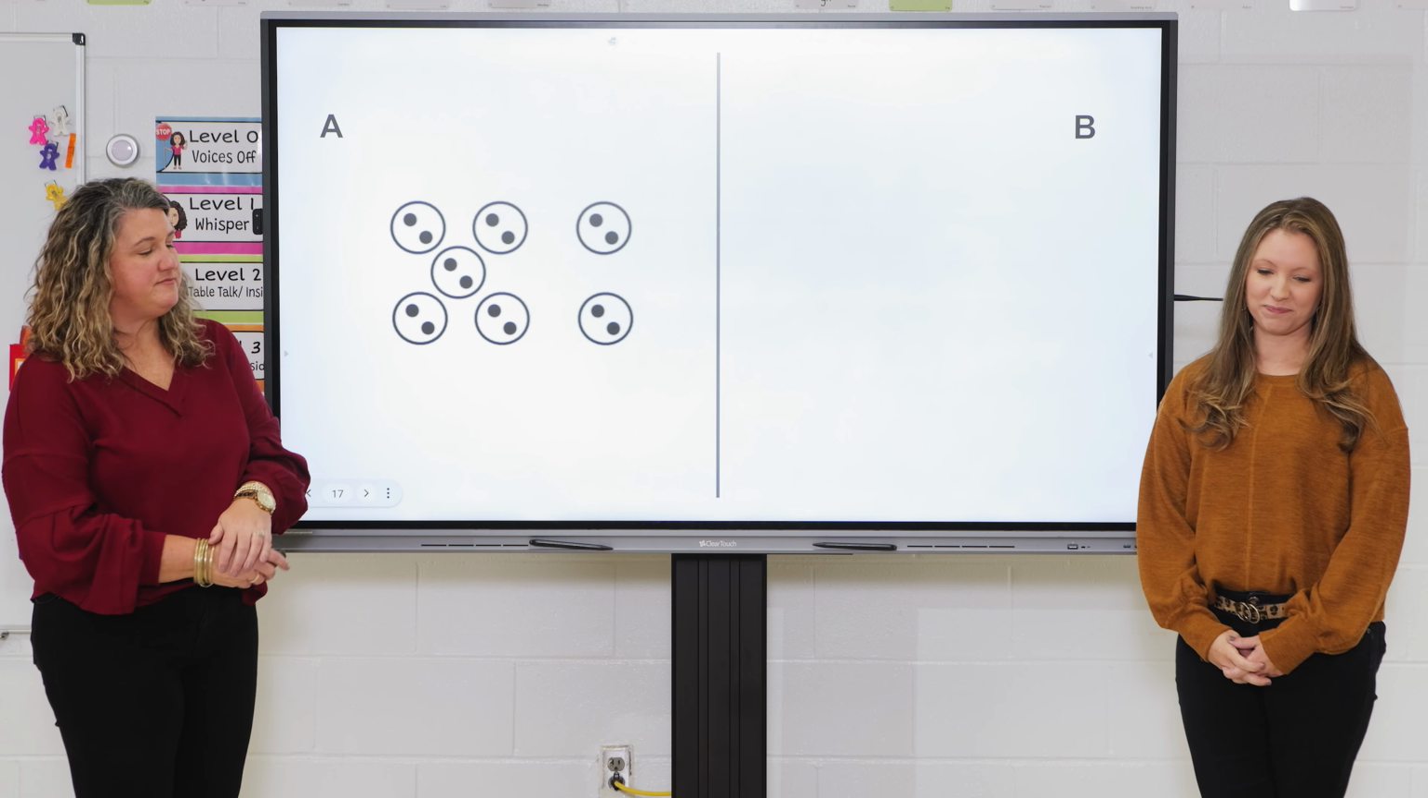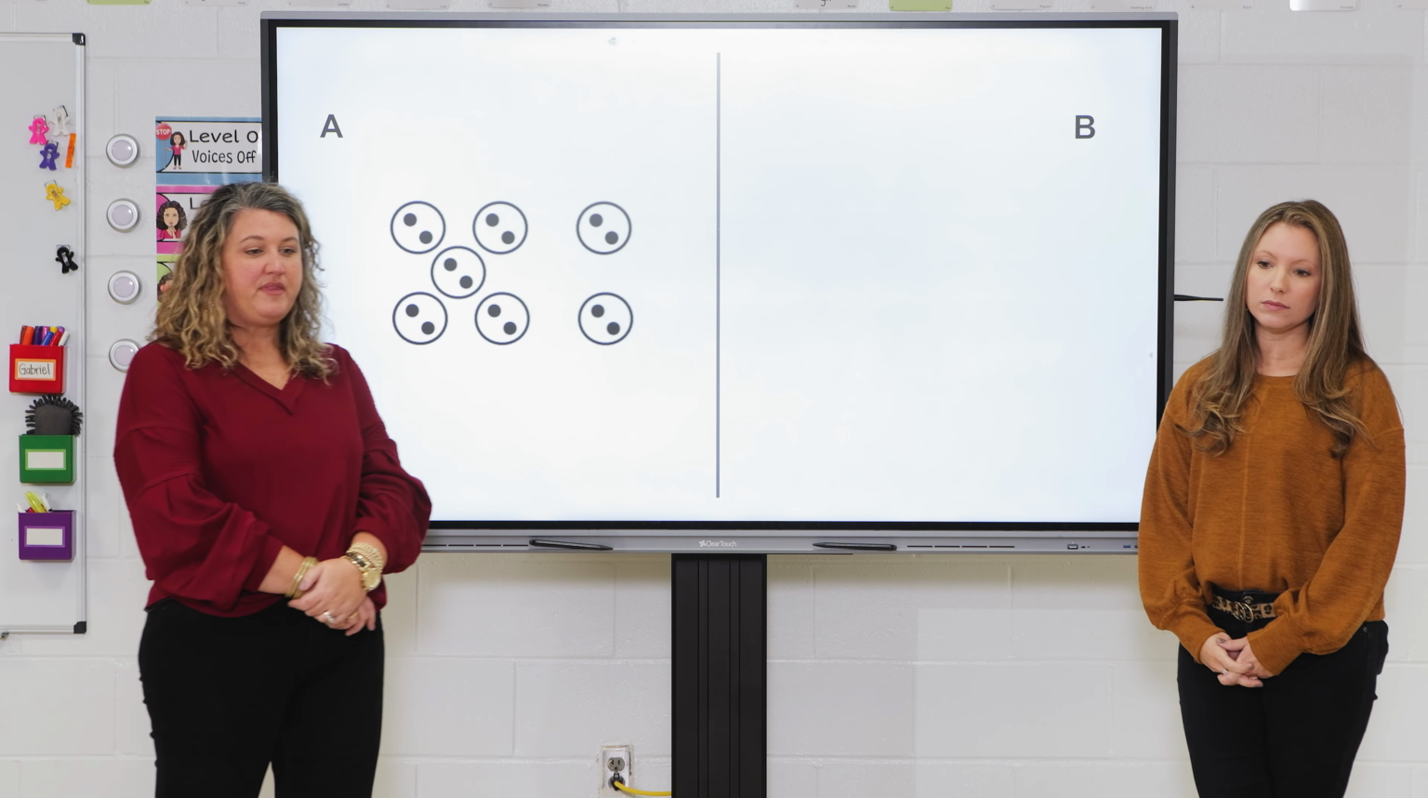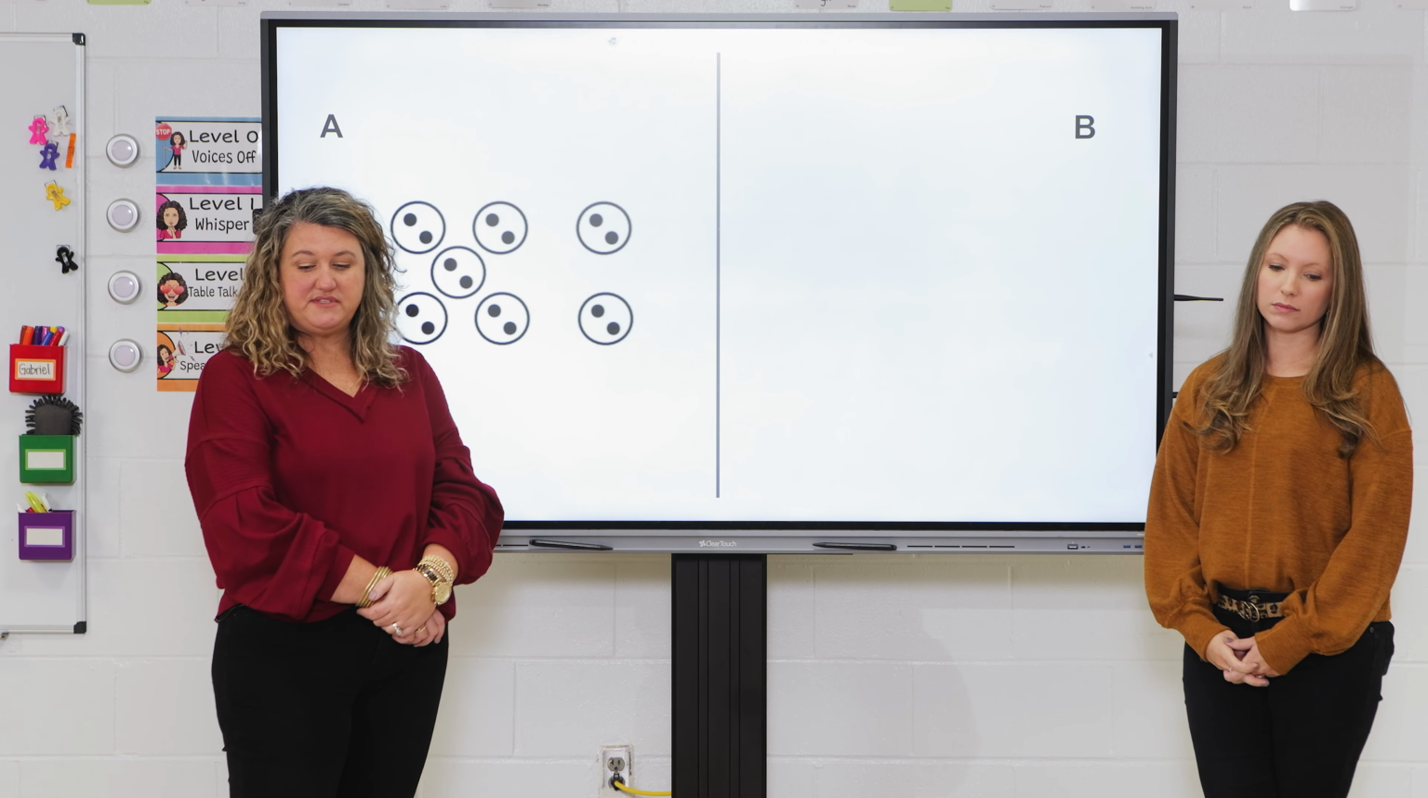All right, so let's move to slide B. Okay, same thing. I'm going to give you some think time, and then I want you to give me a thumbs up when you can tell me how many dots you see on the screen. How many dots do you see for slide B? 14. All right. Can you justify how you saw 14 dots? 2 times 7 equals 14.